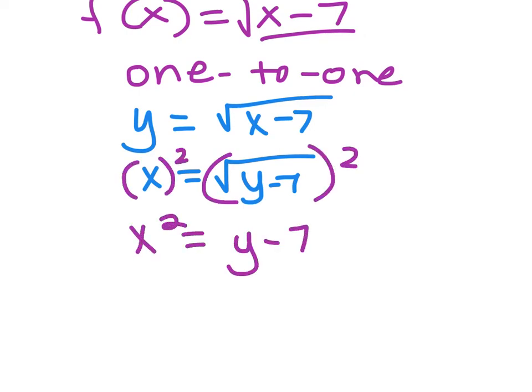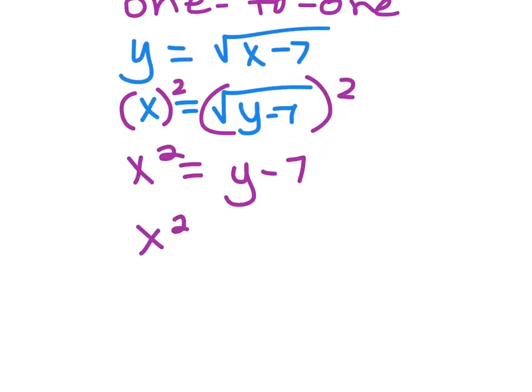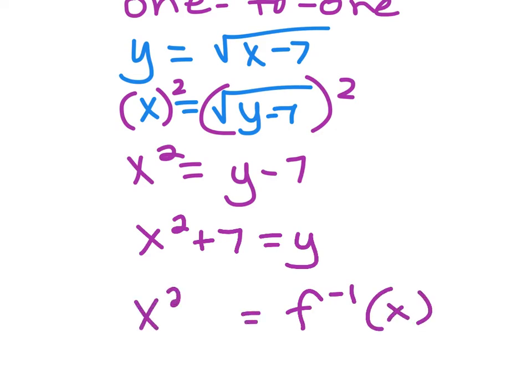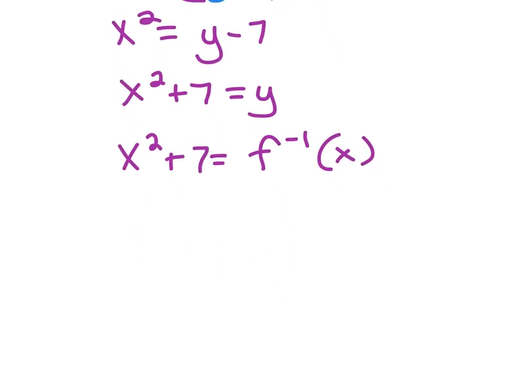And I get y minus 7. And then I have to add the 7. And then the very last step is plug that negative f negative 1 of x in for y.